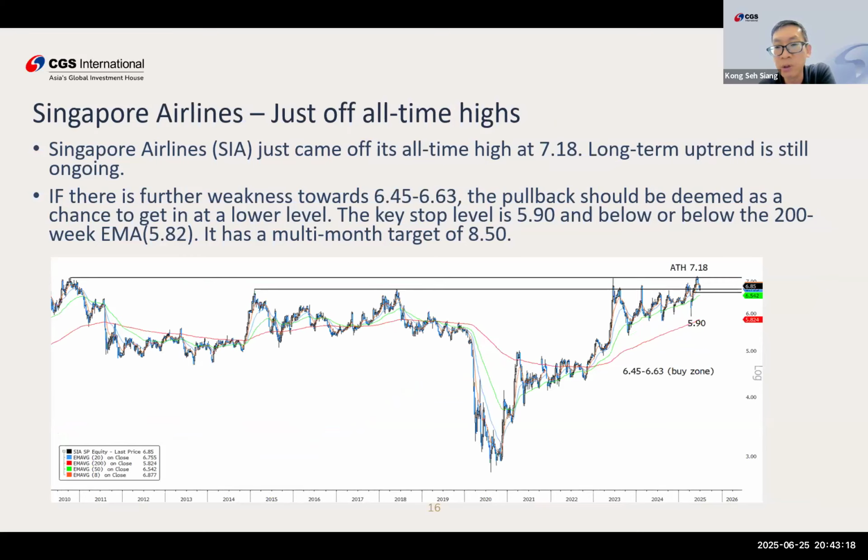Your stop should be placed below 590, or below the 200-day at 582. So it has a long-term multi-month target close to about 850.